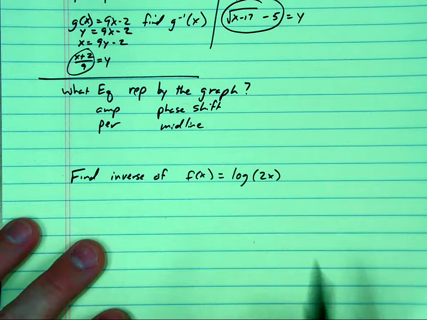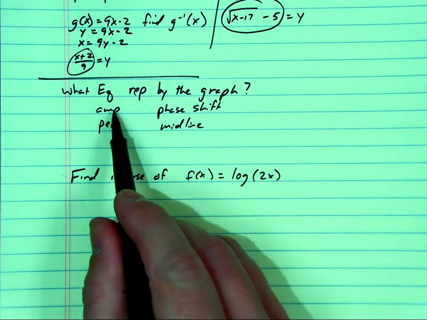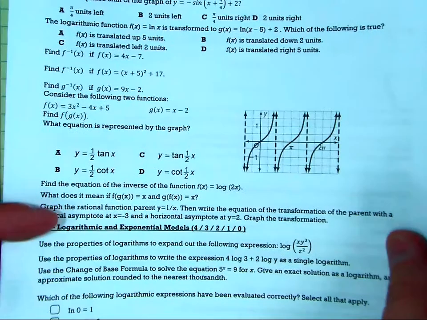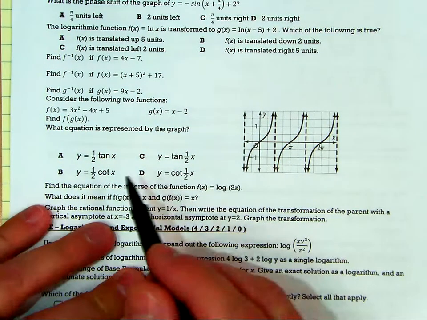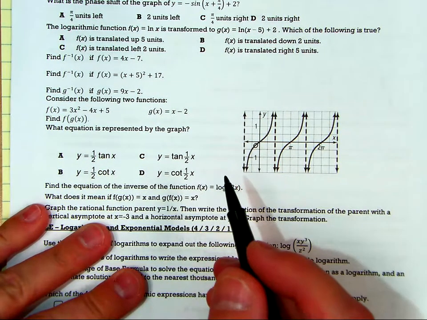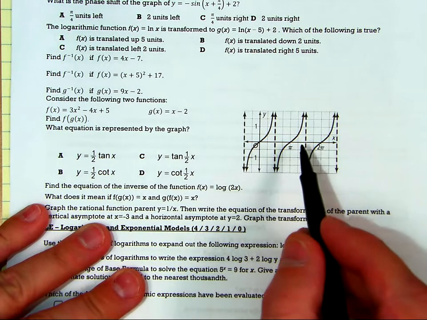Let's see. What equation is represented by this graph? Let's talk about this graph. We need to understand, and always, for trig function graphs, always analyze amplitude, period, phase shift, and midline. Okay? Your answers on the final may not be multiple choice, so take that into consideration. So we've got some tangent and some cotangent. Yeah, that makes sense. This is tangent and cotangent.